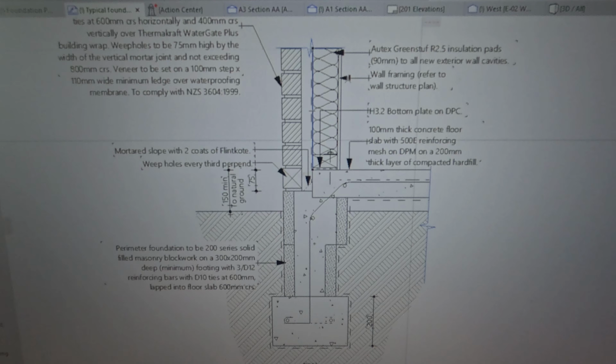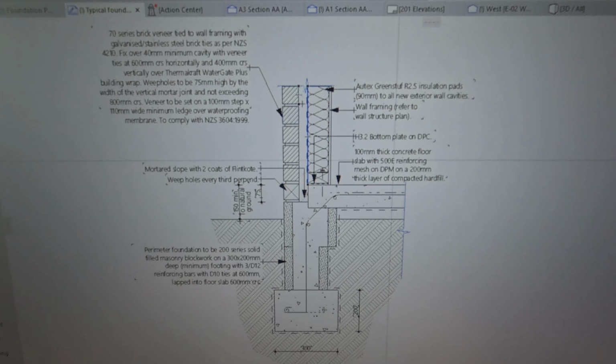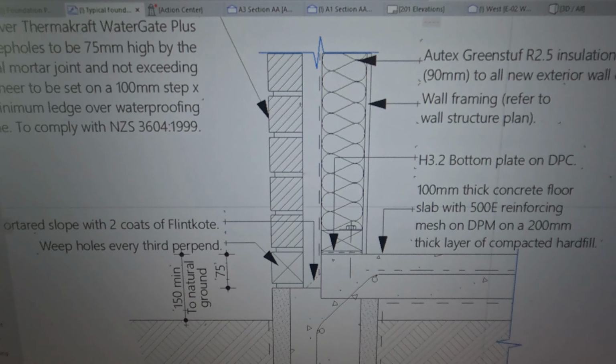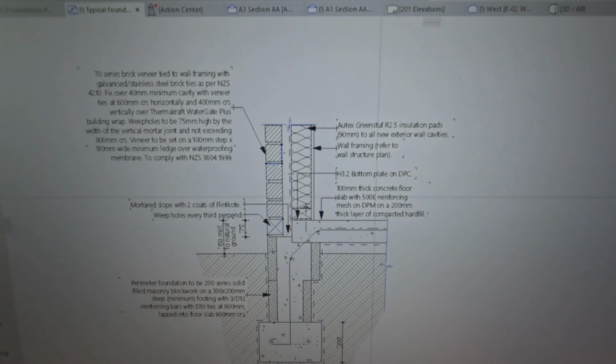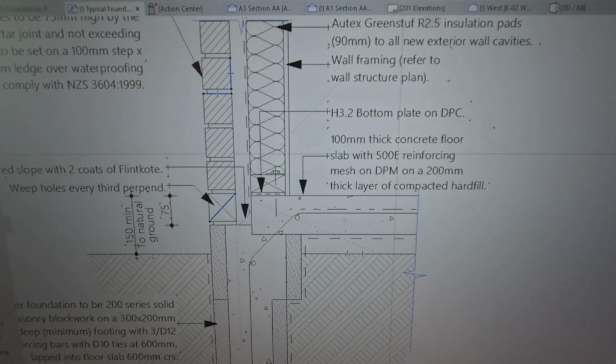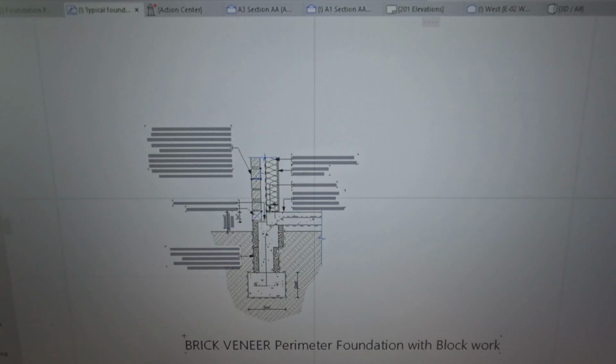And then of course insulation, building paper. The other difference with this one is that the cavity for brick veneer is normally 40 to 50 millimeter, and then every third perpend, every third brick, you've got to have weep holes, just so that you can allow for expansion and construction and also moisture ingress within the brick. But in terms of foundation, the detail is more or less the same.